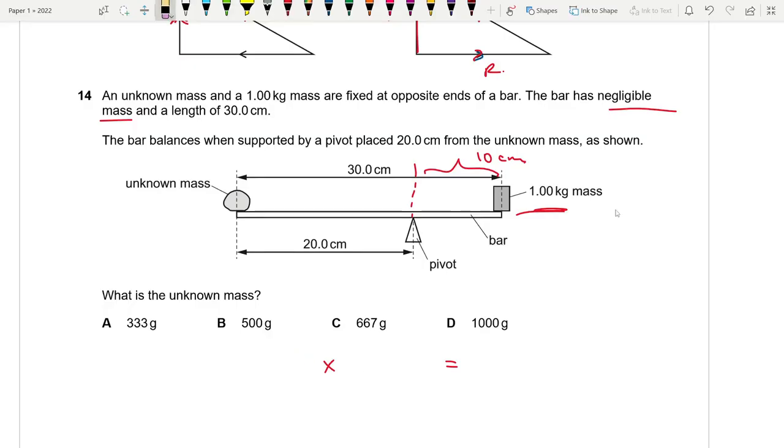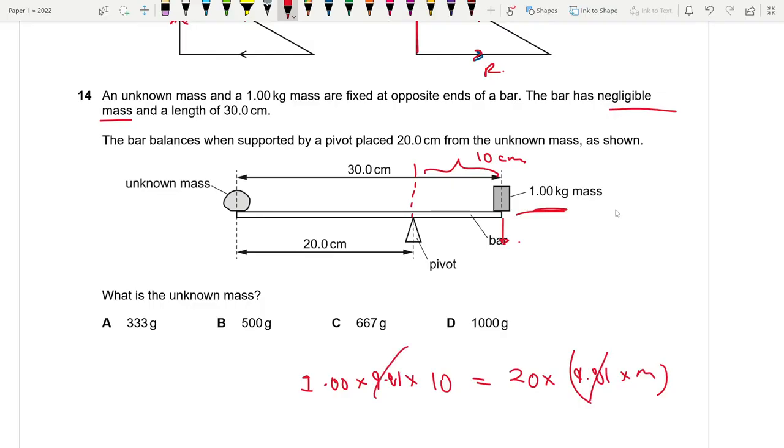Okay, let me do it the correct way. Fine. Clockwise moment is equal to anti-clockwise moment. So this is the clockwise moment. So that's 1 into 9.81 into the distance, which is 0.10. Actually, you don't need to convert it to meters because both of them are centimeters, is equal to 20 times weight, which is 9.81 into mass. Let's find out the mass, right? We can get rid of 9.81. 10 divided by 20, that's 0.5. The mass is 0.5 kg, which is actually equal to 500 grams. We good?